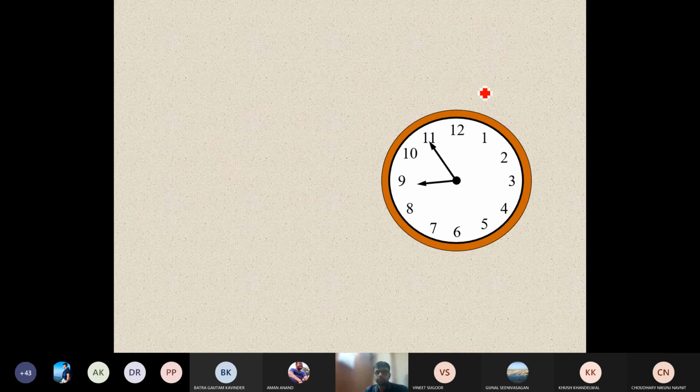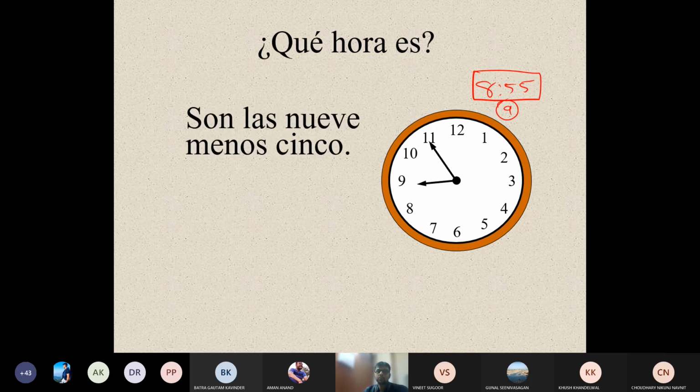This is another example of a similar case. Here it is 8:55. In this one, the next hour is 9. So I will start my sentence with 9, which will be son las 9, and then I will mention menos, and then the number of minutes, which is 5. This is how you should be doing it.